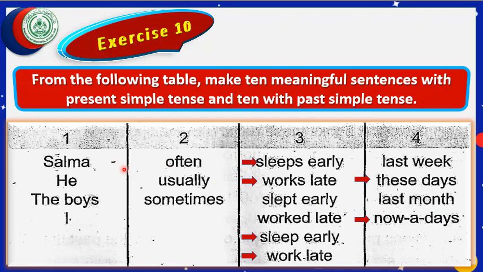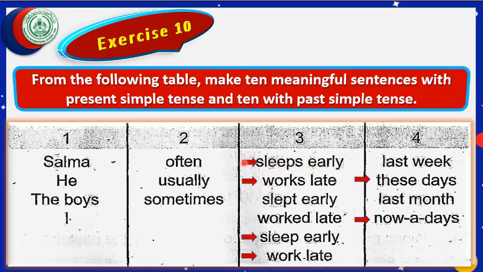To make sentences in the present simple tense, you can use Salma often, Salma usually, Salma sometimes. No problem will be there to make sentences like this. But here, in the third column, there will be a problem. You have to be careful here. You cannot write each verb with each subject.